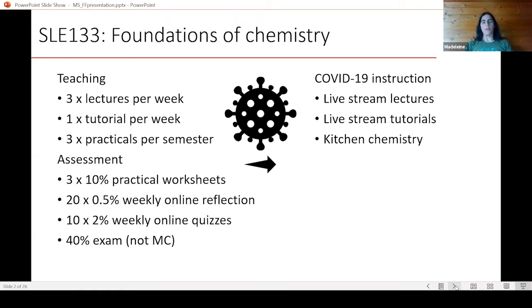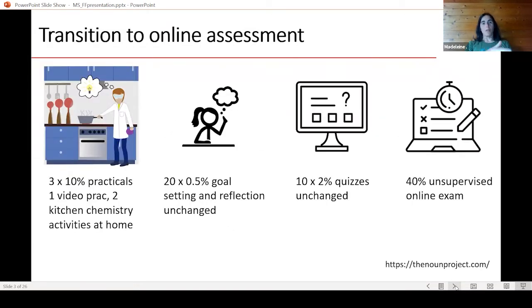So the assessment, well, you can see already the old assessment, the 10% for the goal setting and reflection task was already entirely online. The weekly quizzes were already entirely online. So the only parts of the assessment that changed were the practicals with the kitchen chemistry, that the students did the experiments at home, filled in a worksheet and uploaded it. And then the exam, which I'm going to talk about in detail in the second half of the talk.